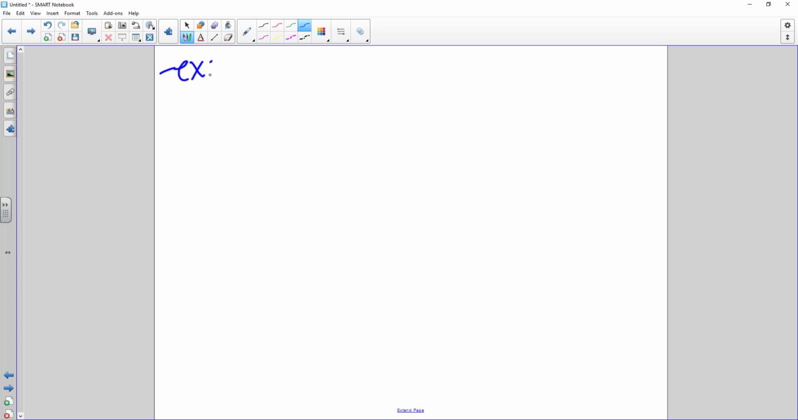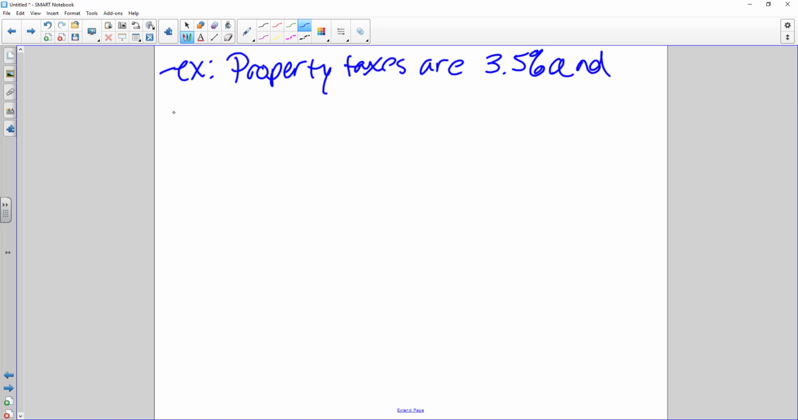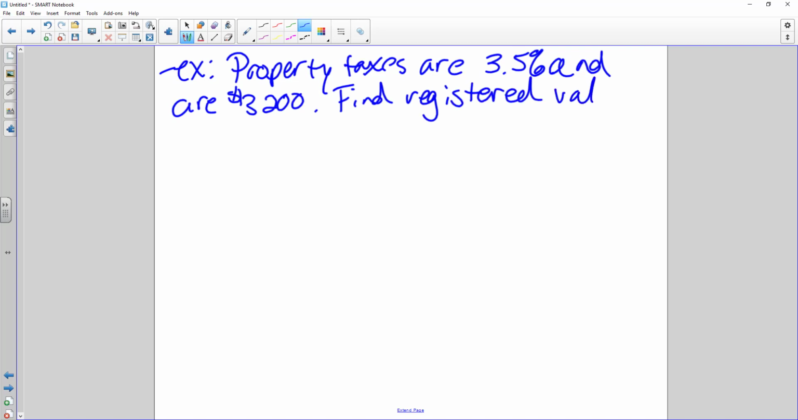Okay, let's do one more. Let's say I'm paying my property taxes. Let's say I know that they're 3.5%. And they are $3,200. Find the registered value of my home.